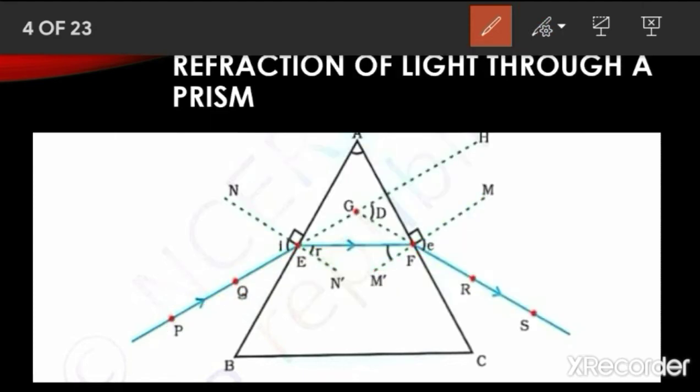And now if we extend the incident ray and the emergent ray, they both meet at a point. And the angle between these two lines is called the angle of deviation, denoted by capital letter D.